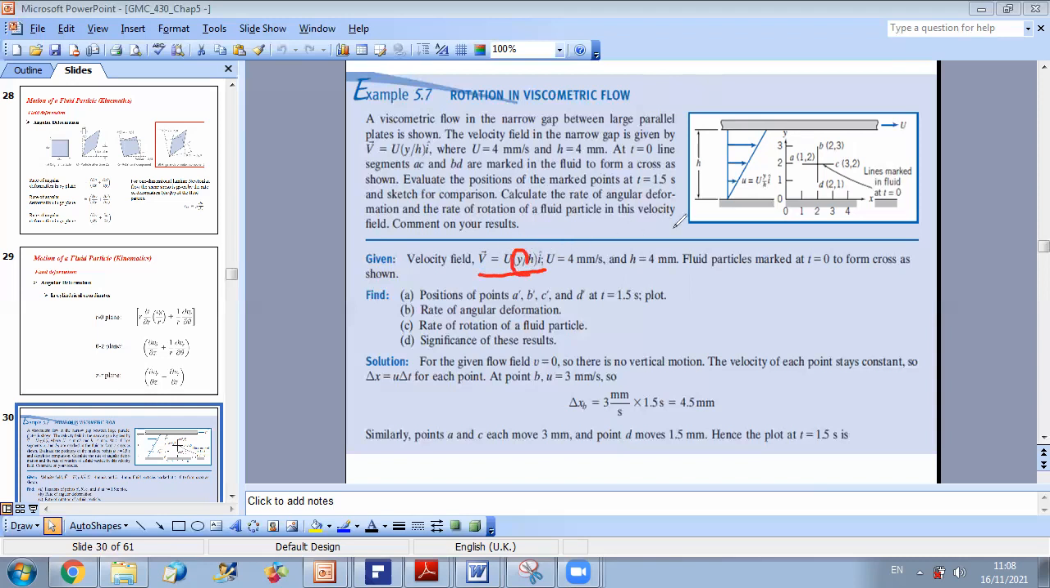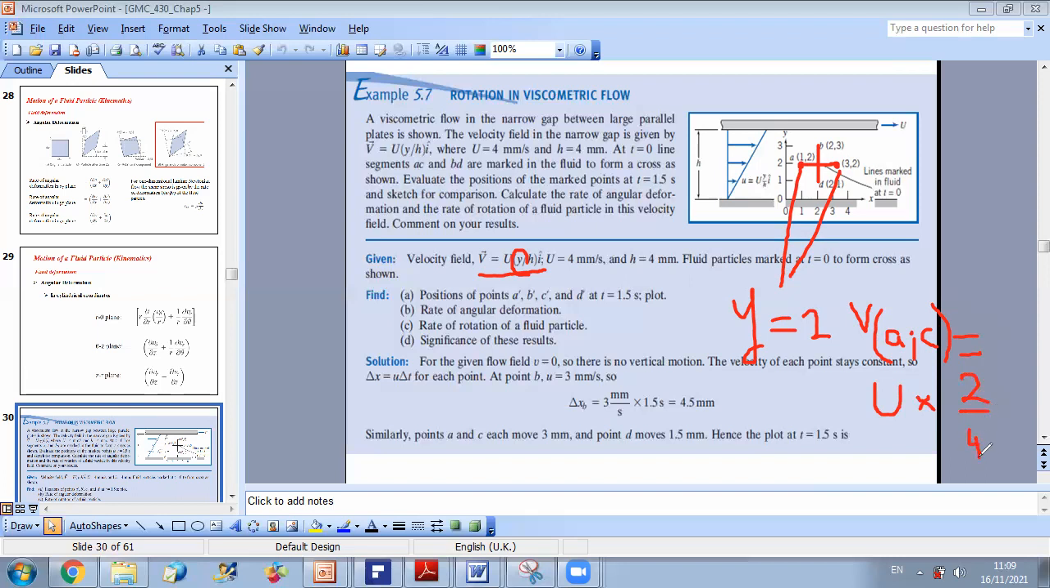For example, in this problem, they are giving us a cross of 4 points A, B, C, D, and we are interested in the motion of these points. If I take particle A and particle C, both have the same y equal to 2. So for both of these particles, y equals 2, and this means that the velocity of these points, A and C, is equal to big U times y, which is 2, over h, which is 4.